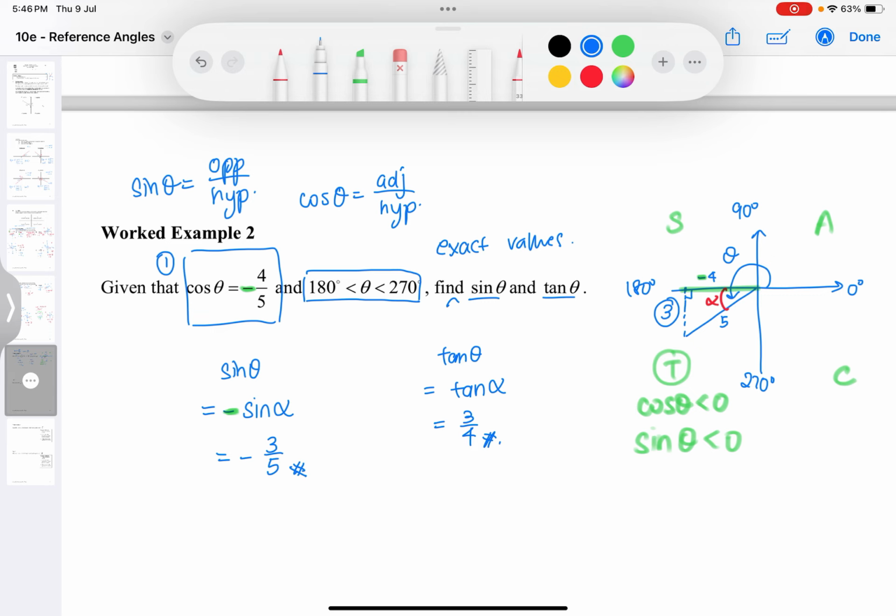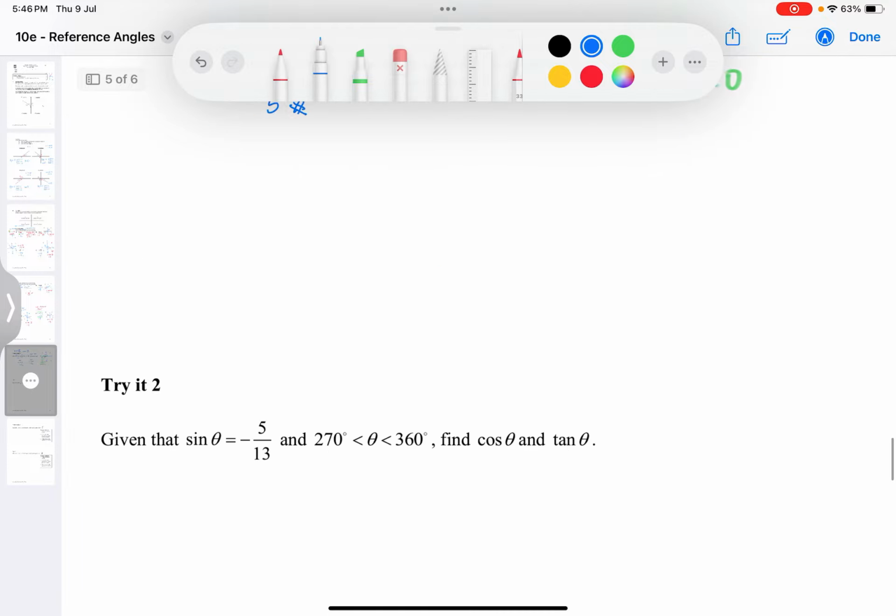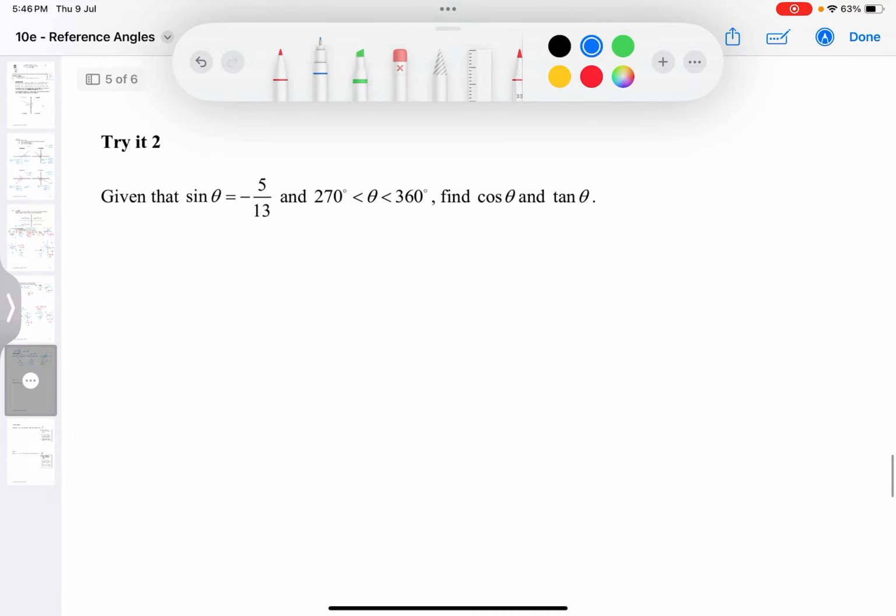Now you can pause the video, or I will stop the video here, and you can try it too, and then watch the next video to check your answer.